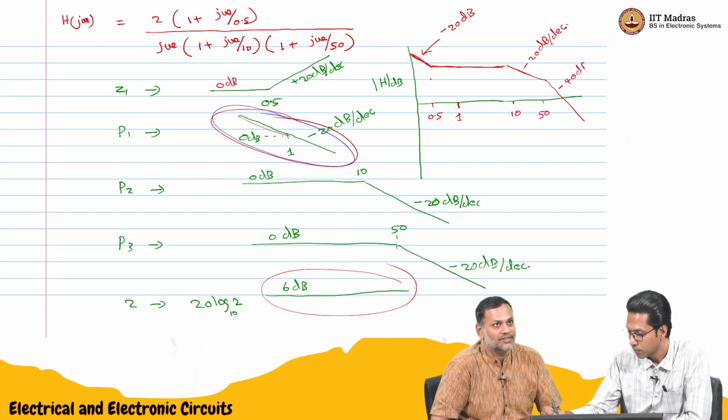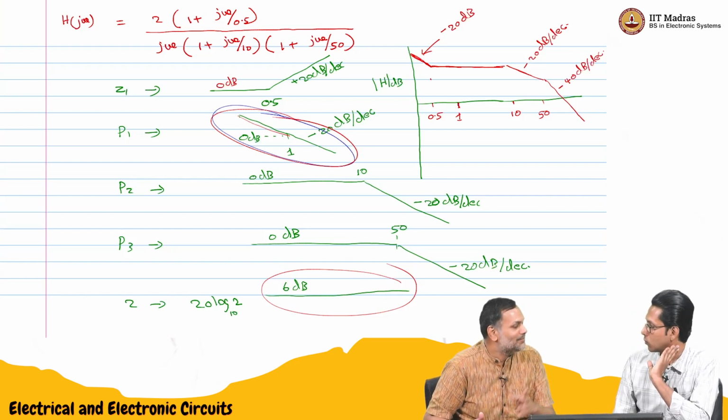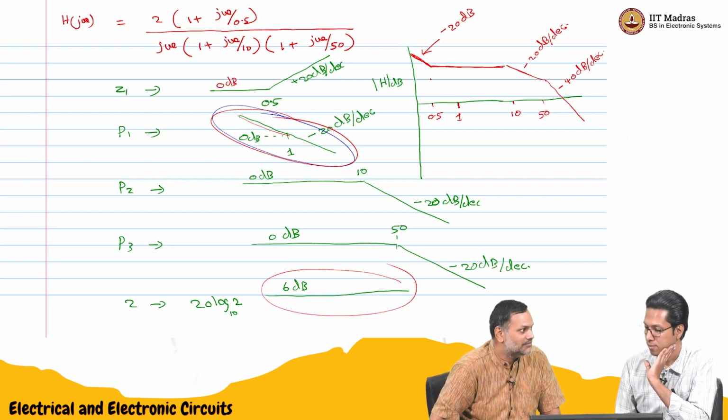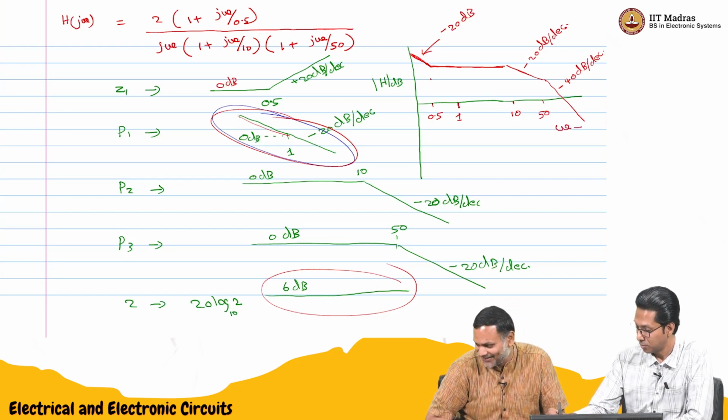Because it's 1 over omega squared, if you go to 10 times higher frequency, the magnitude will fall by 100 times. 20 log of 1 over 100 is minus 40 dB. Also, the magnitude of H of j omega will look like this.